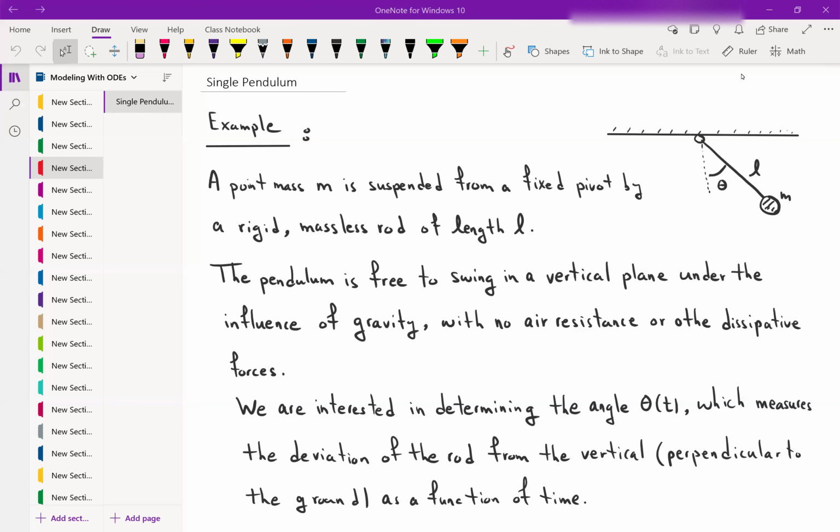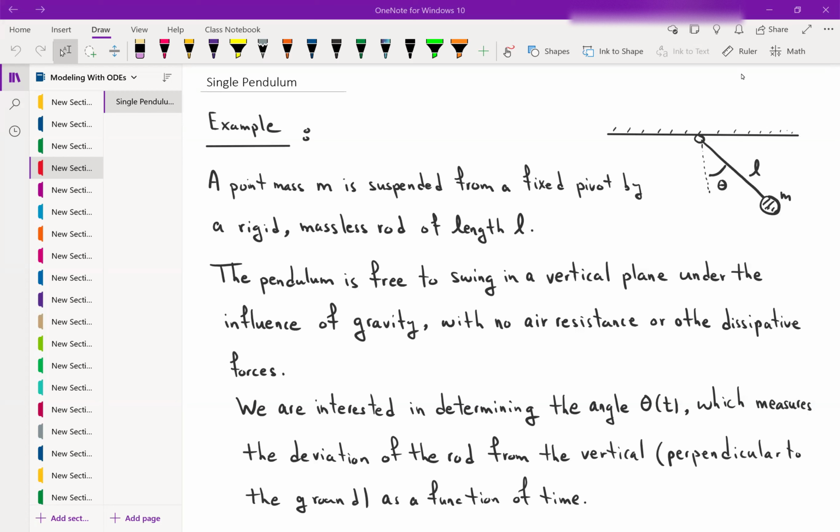All right. So in this example, again, we're going to see how an ODE arises from applying Newton's second law of motion, F equals ma. Specifically, we will use our model to understand the motion of a pendulum. Let's see what our example is.